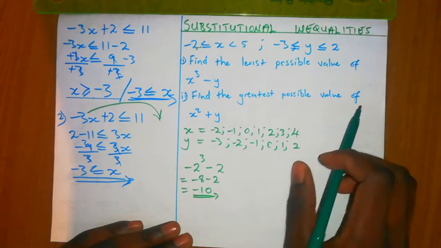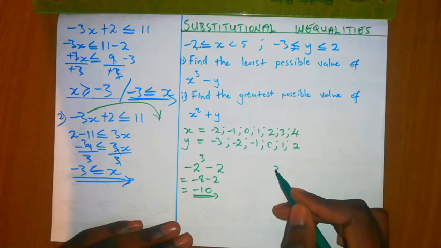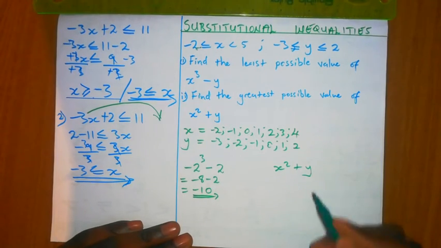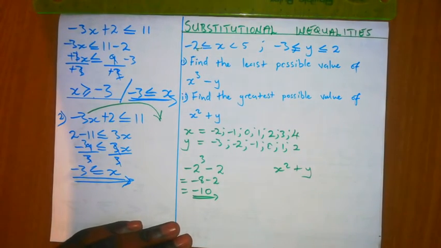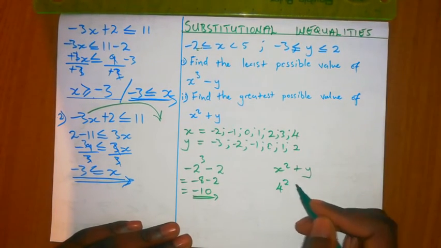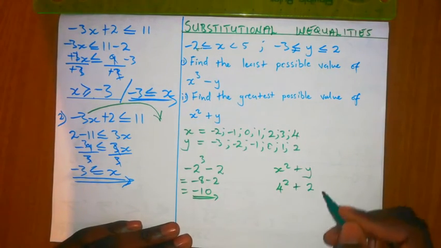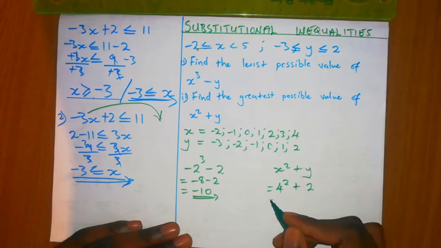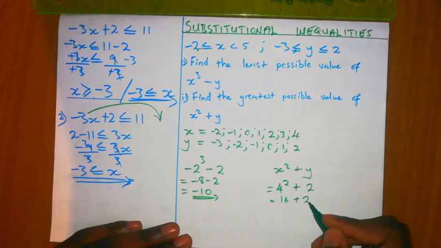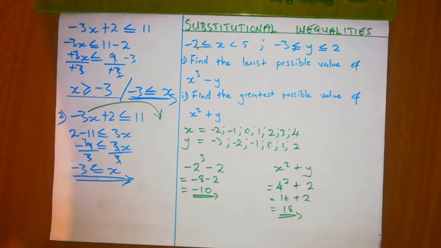Find the greatest possible value of x squared plus y. The greatest possible value of x squared plus y. I want the largest values only. So the largest value of x is 4. So it's 4 squared plus the largest value of y, which is 2. It's going to be 16 plus 2 is equal to 18. That is your answer. You will be done there.